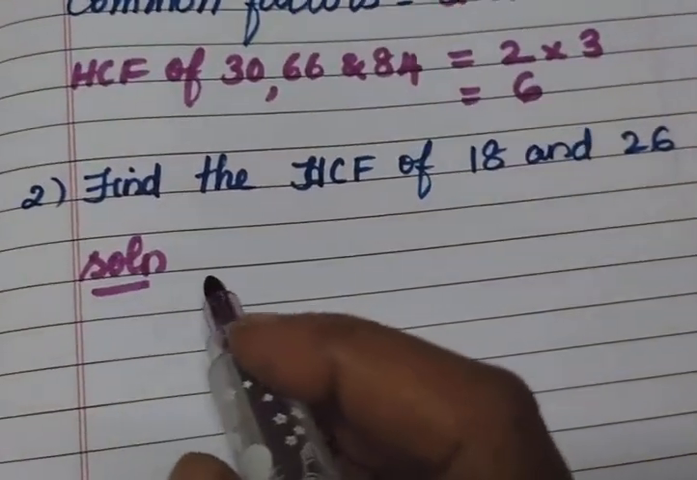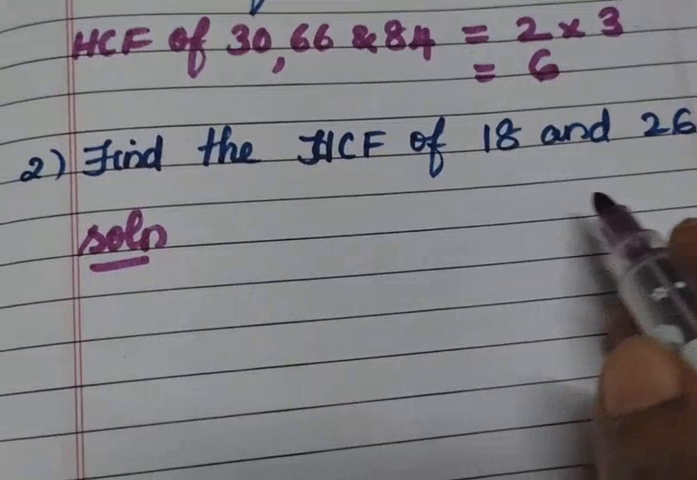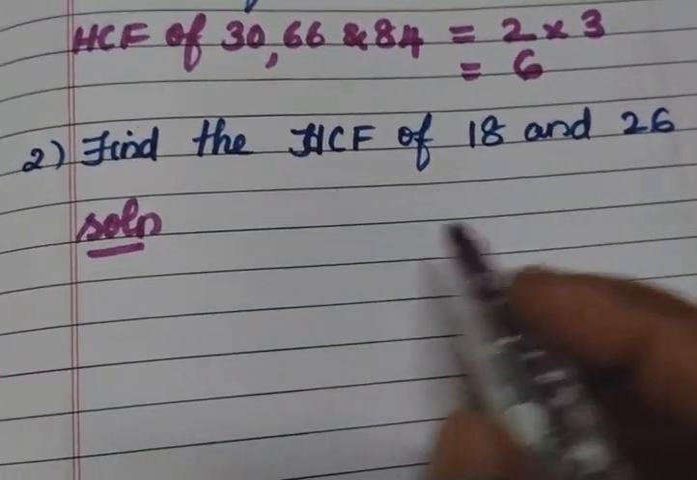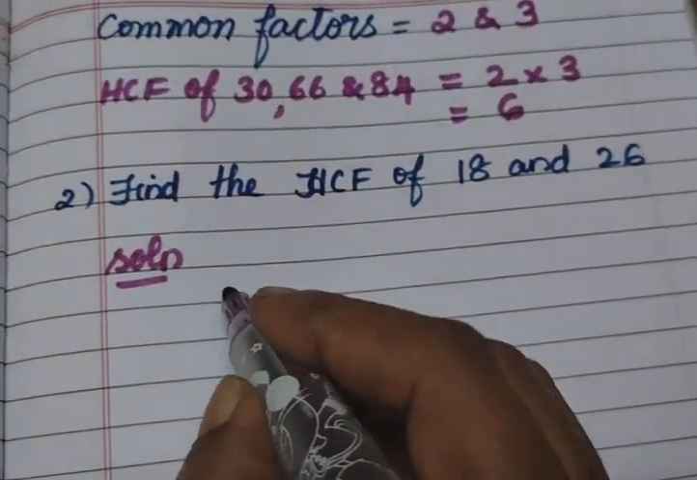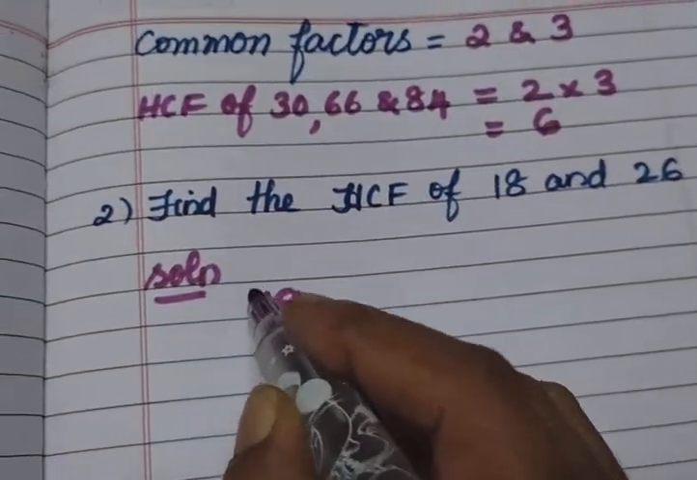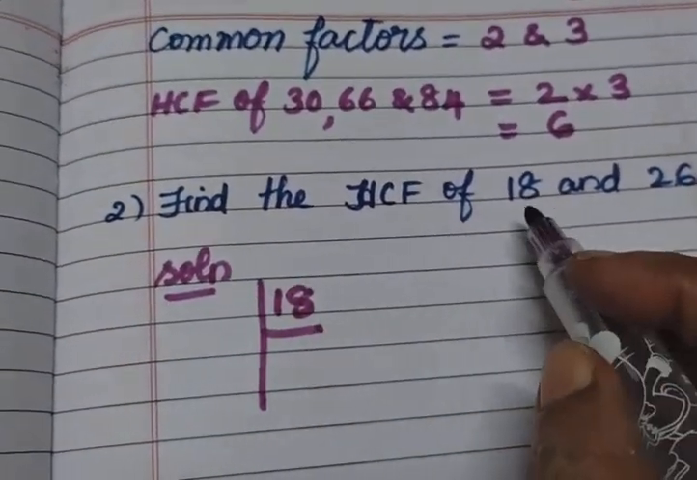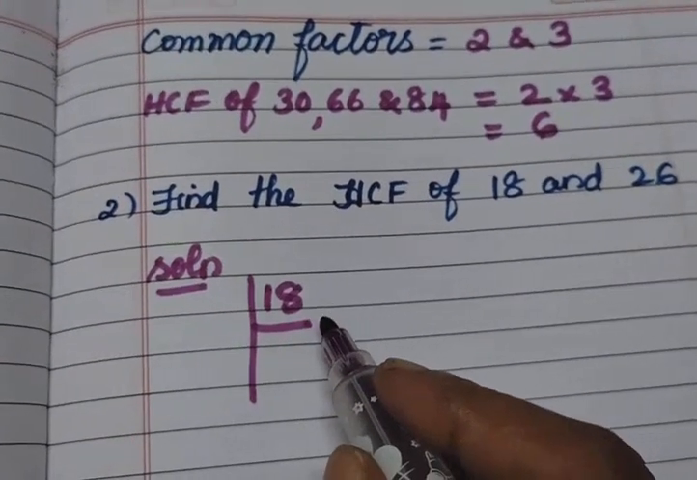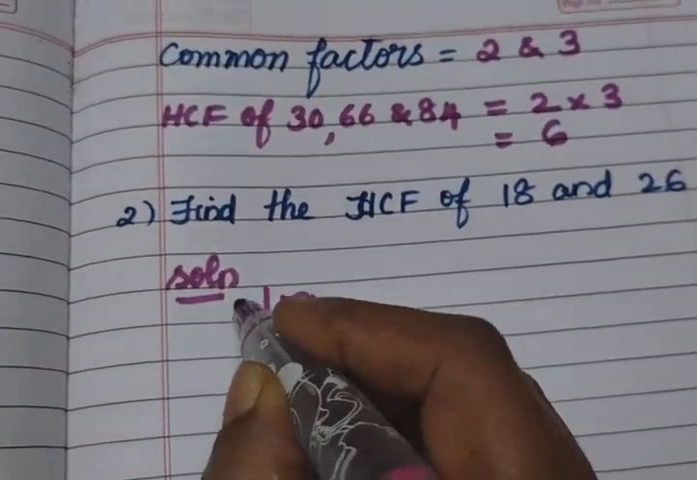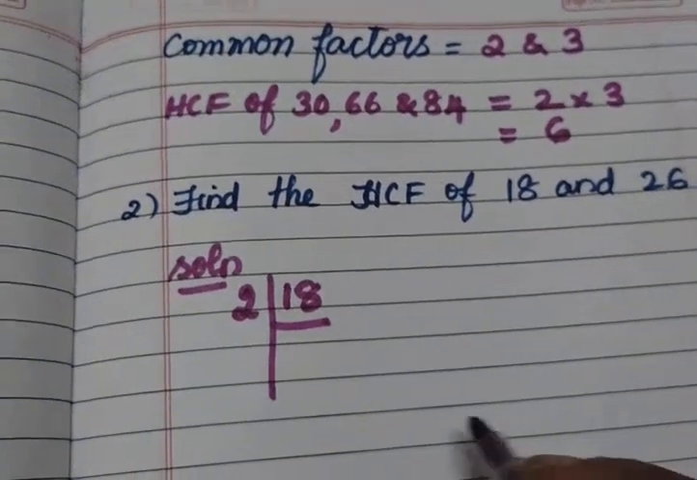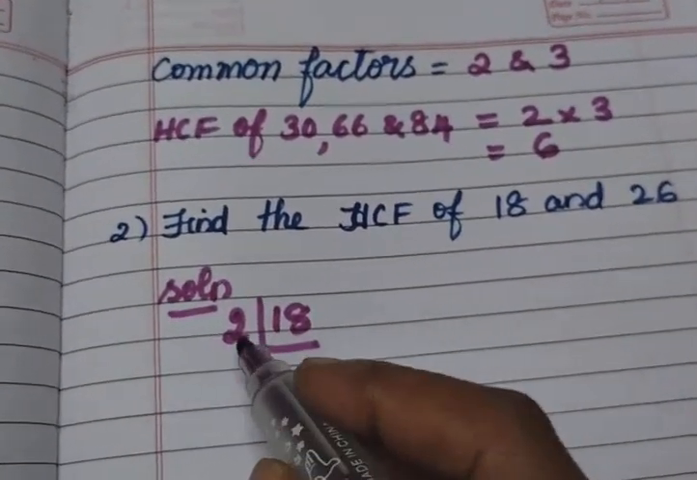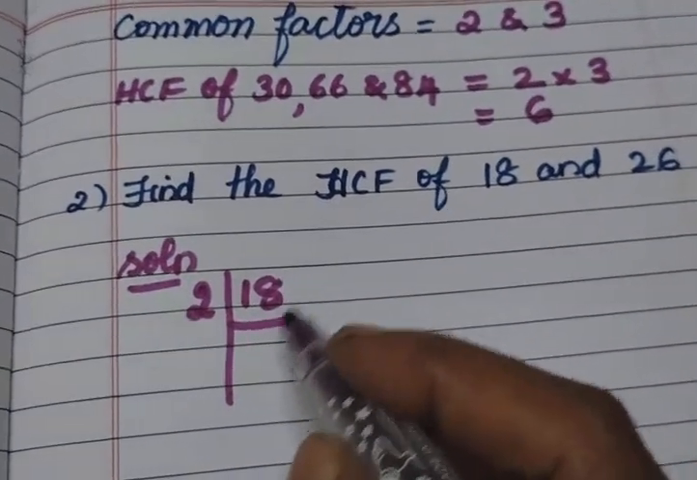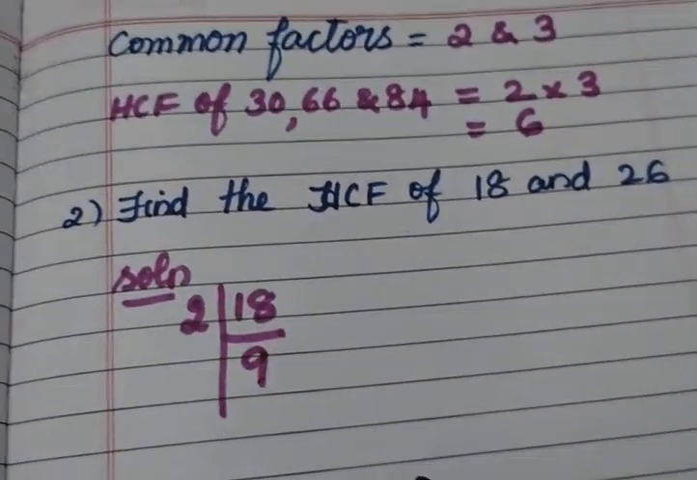Look at the next example, children. Find the HCF of 18 and 26 using the prime factorization method. First of all, find the prime factorization of 18. 18 is an even number, isn't it? So we can use the even prime number 2. 18 divided by 2. How many 2s are there in 18? 9 2s are 18, isn't it?